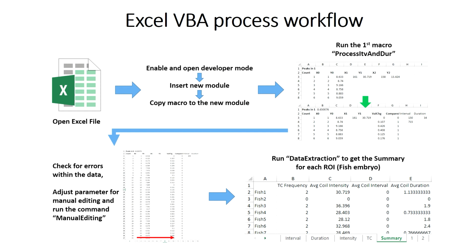This is the workflow for our Excel VBA process. First you open the Excel file and, as before, we enable the developer mode, insert the module, and copy the macro to the new module. First we run the first macro, Process ITV Endure, and we will obtain the interval and duration of each tail coiling activity. Afterwards, we check for errors within the data, adjust the parameters for manual editing, and run the command Manual Editing. And the last one is we run the Data Extraction to get the summary for each ROI, or fish embryo.